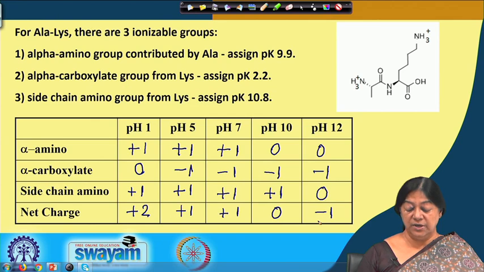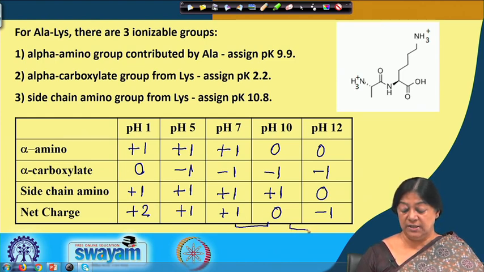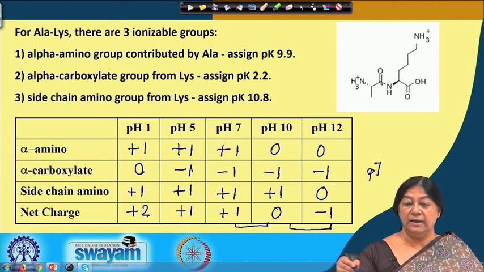So, what are we interested in? We are interested in the pKa value that goes from +1 to 0. We are interested in the pKa value that takes from 0 to -1, and the average of those two is going to give us the PI of the peptide alanyl-lysine.